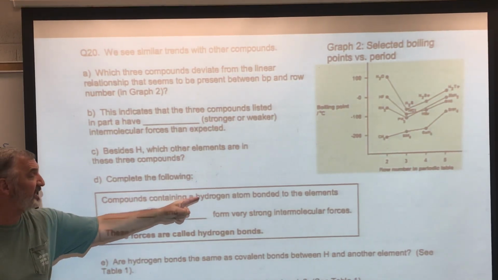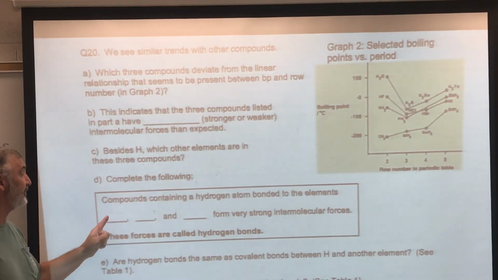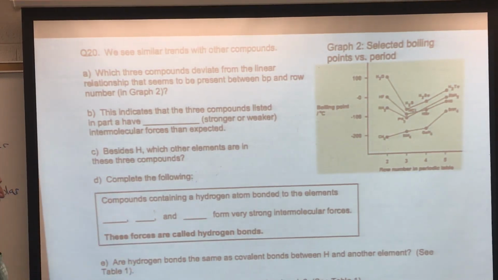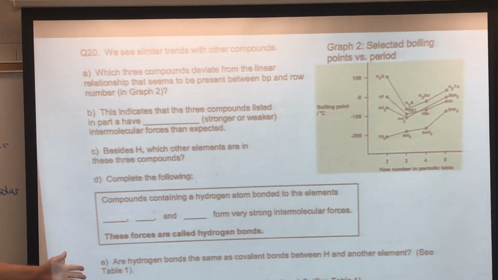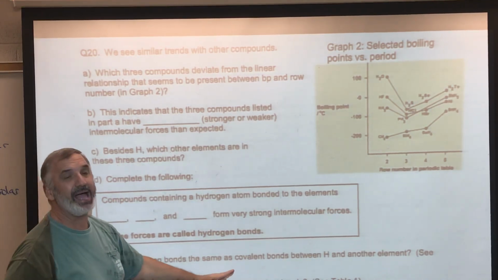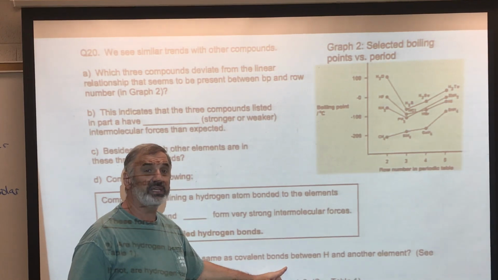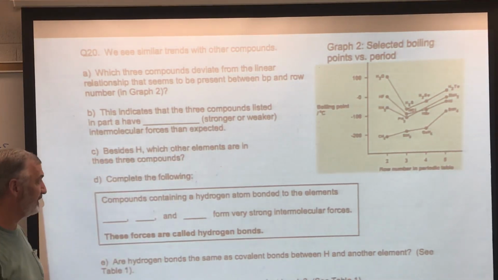So compounds containing a hydrogen atom bonded to a fluorine, nitrogen, or oxygen form very strong intermolecular forces called hydrogen bonds. Are hydrogen bonds the same as covalent bonds? Absolutely not. A covalent bond is intramolecular, a hydrogen bond is intermolecular.